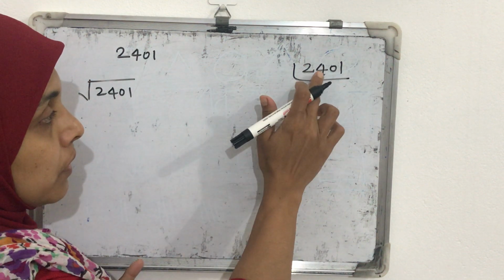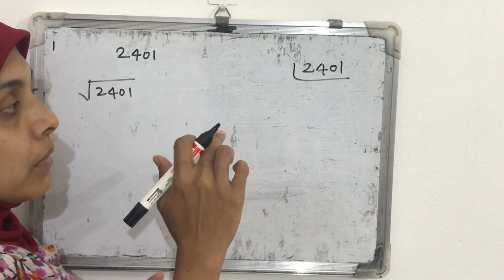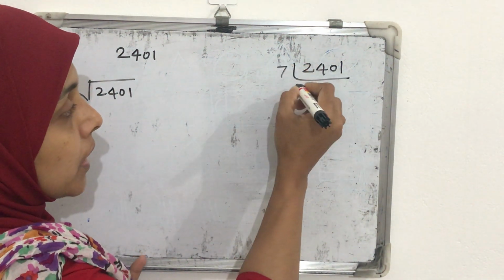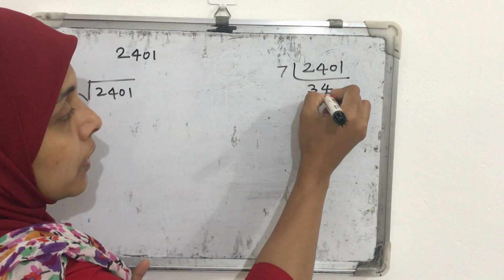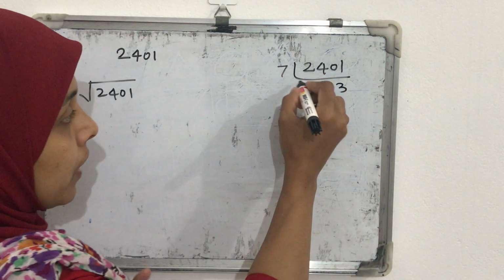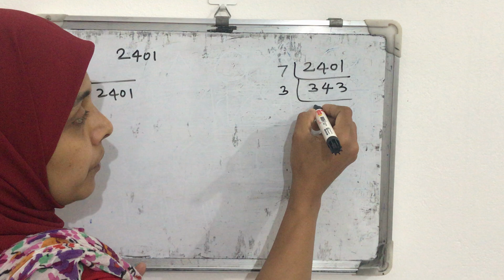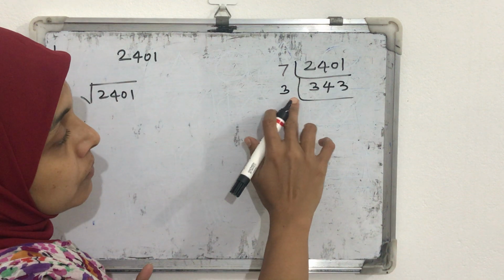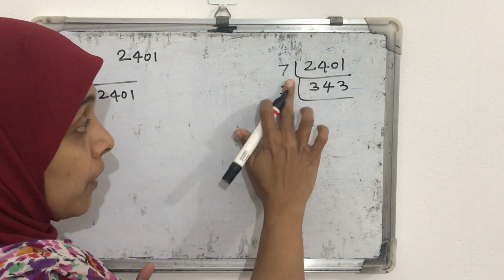So 2 is not possible, 4 plus 2 is 6, 6 plus 1 also is not possible for 3. Next prime: 5 not possible. 7. When we divide by 7 we can check: 3 into 7 is 21, then in 30 how many 7s? 4 into 7 is 28, then 21 again. We get 343. Again dividing by 7, we will get 343.